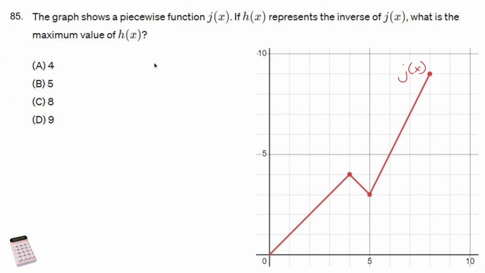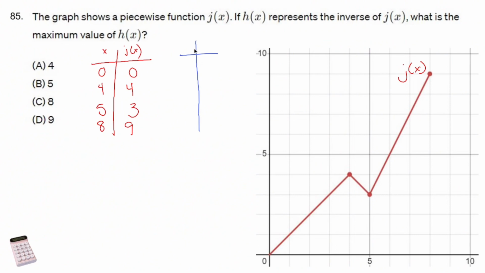Okay, so let's write out a table for j of x using what looks like the 4 dots that I have. So I have x, I have j of x, and I have 0, 0. That's an obvious point. I have 4, 4. That's an obvious point. I have 5, 3. That's an obvious point. And I have 8, 9. That's an obvious point. Now, the first step in finding an inverse is swap the y and the x values.